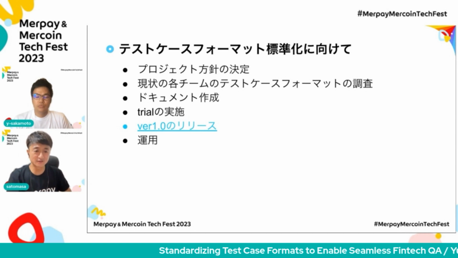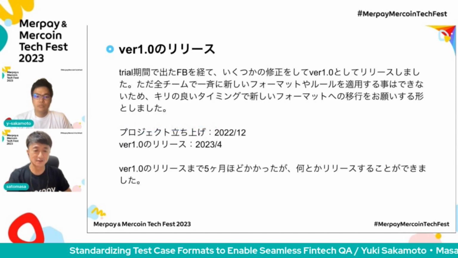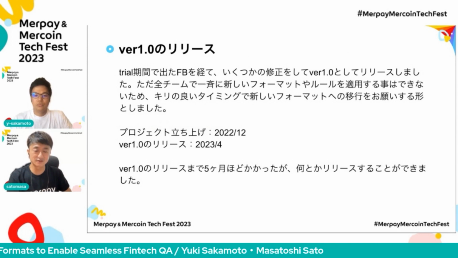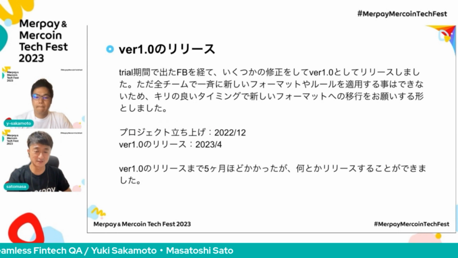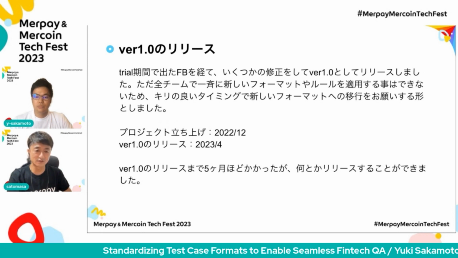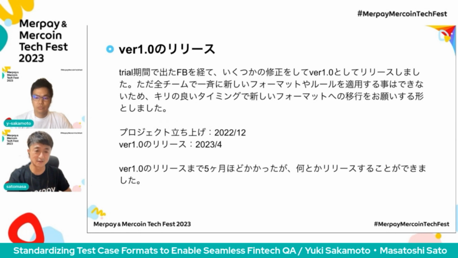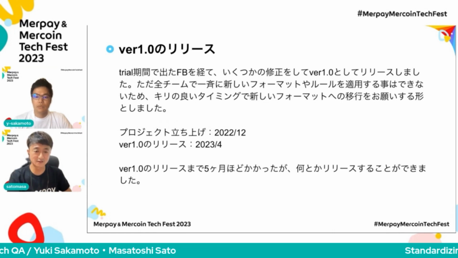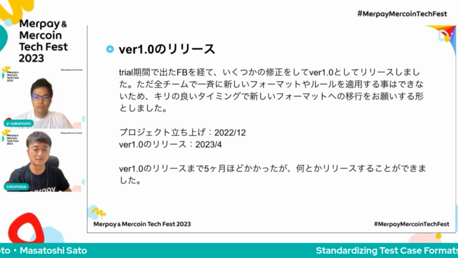The next step is finally the release of version 1.0. After feedback from the trial period, we made some corrections and released it as version 1.0. However, it would be difficult for all teams to switch to the new format all at once. We asked them to make the transition to the new format when the time was right for them. The project was launched in December 2022, and version 1.0 was released in April 2023. So it took us 5 months to manage and release it.